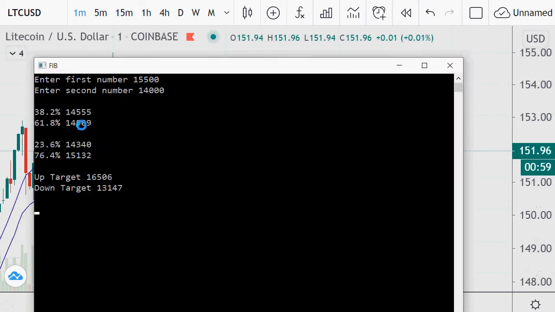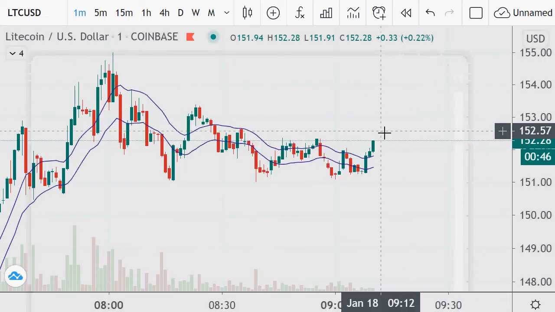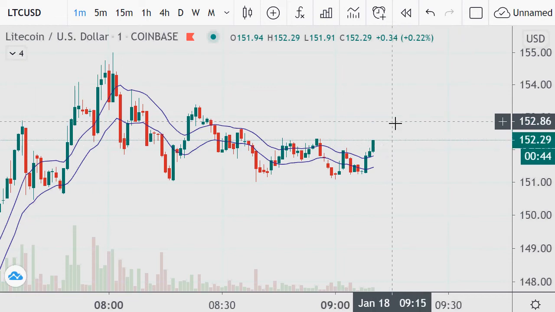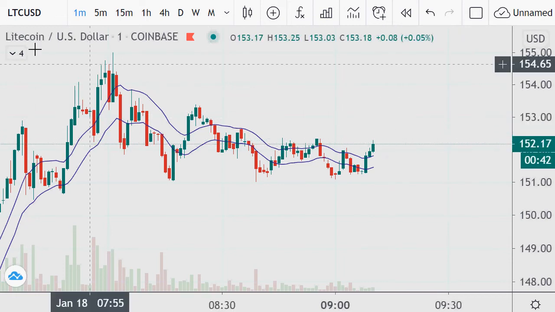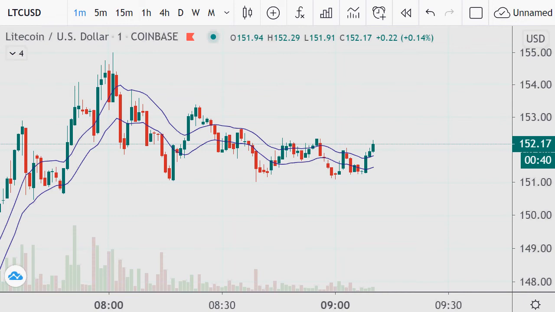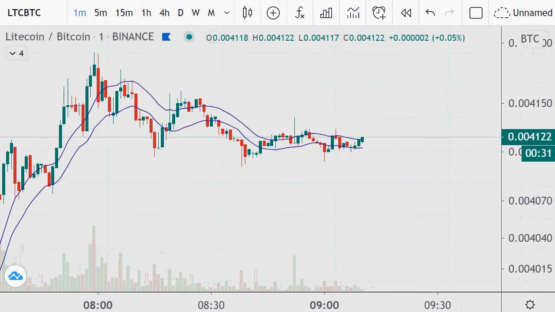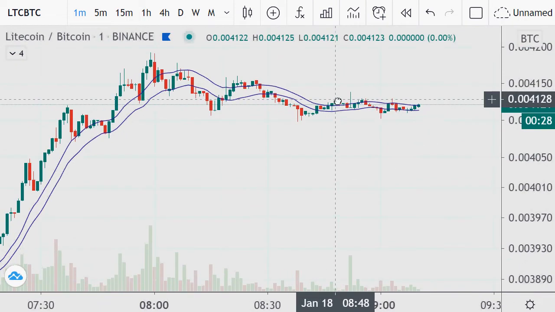If this support doesn't hold, I'm looking at 149. Then after that, the must-hold area is 145 and a half. But I hope this goes off. I really do. Please go Litecoin. Anyway, Litecoin against Bitcoin is next. And I'm going to spend a lot less time on this one. Just going to breeze through this mainly.